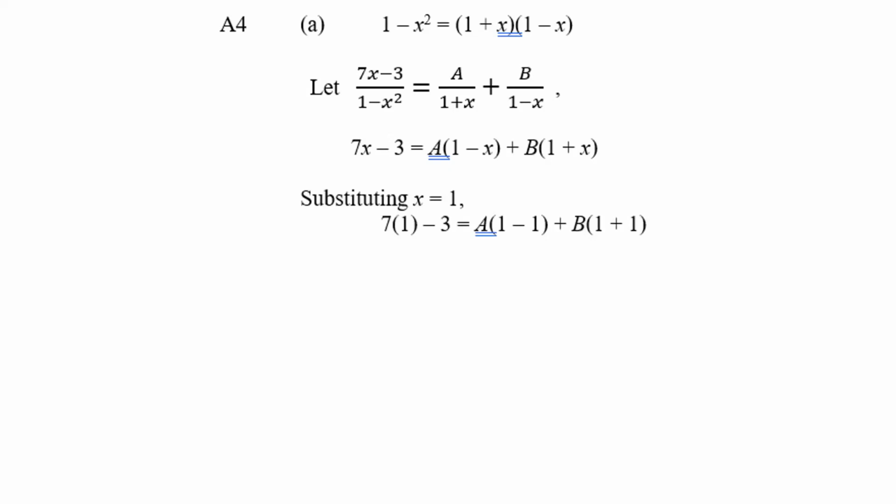You can see the left side is 7 times 1 minus 3. The right side, the interesting thing is a times 1 minus 1. So that made me very happy because a times 0 is 0 lah. Okay, so then I can solve for b easily lah.